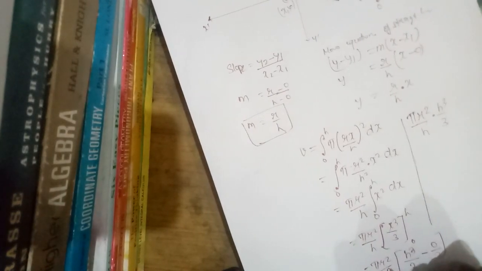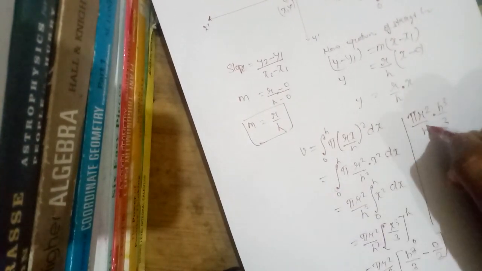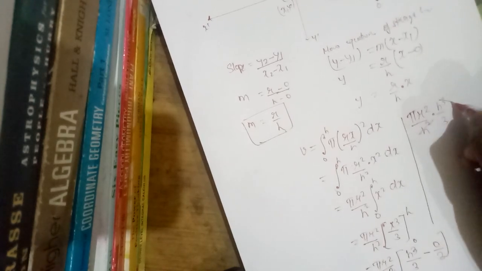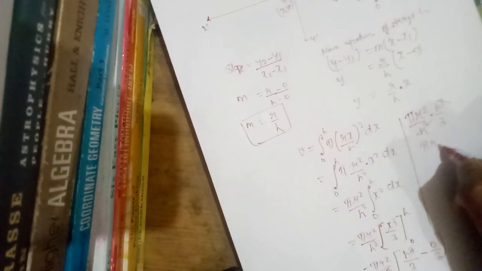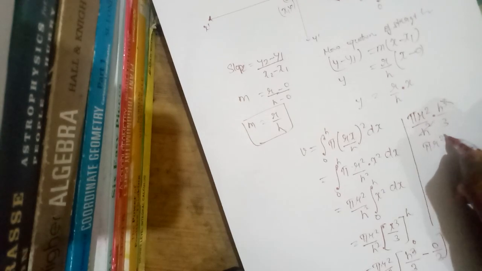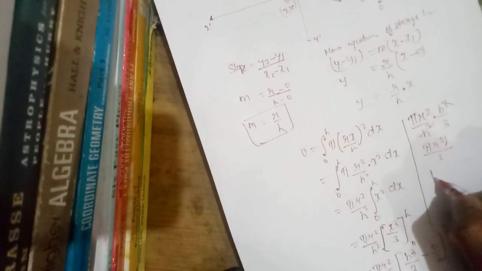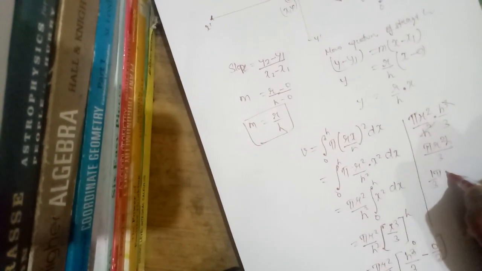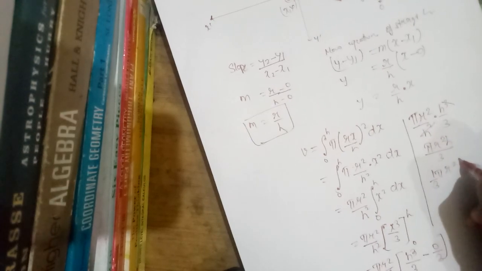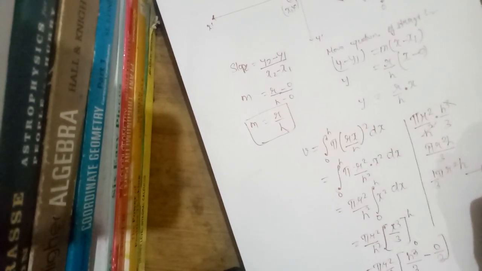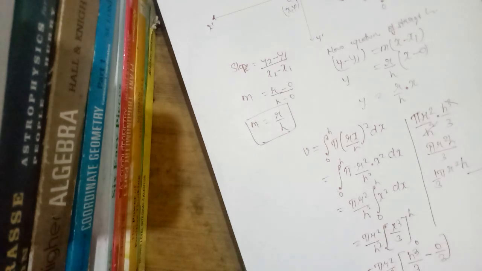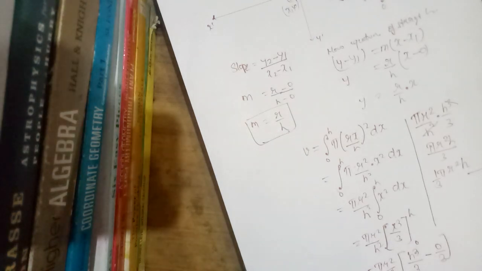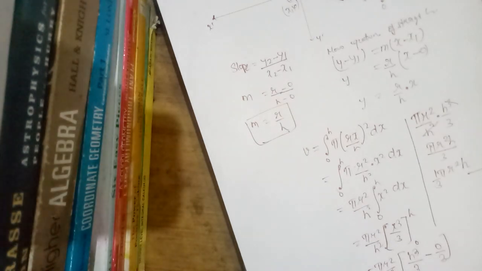Sorry, I misplaced that here. It will be h square in the denominator. So here the h square will cancel out, and at last we get pi r square h upon 3, which is equal to one third pi r square h. So here we got our formula for which we came here, and that's all for today. Thank you for watching the video.